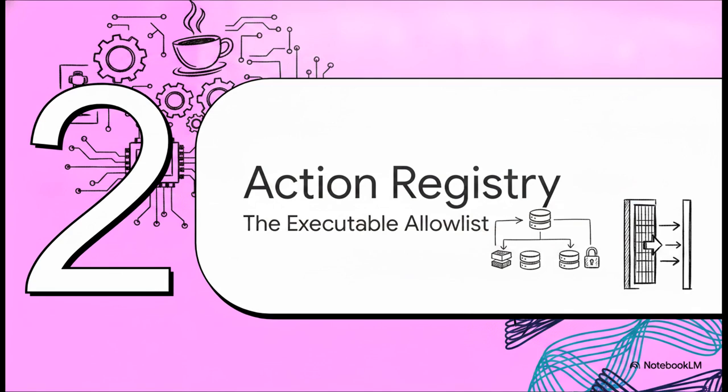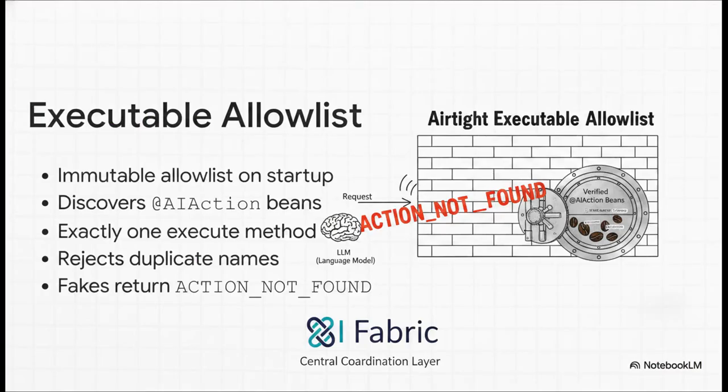Which brings us to Section 2, the Executable Action Registry. Now, how do we restrict what the model even knows is possible? Well, the AI Action Registry acts as this airtight executable allow list. On startup, it actively discovers your @AI Action Spring Beans. It's incredibly strict too. It requires exactly one action execute method per action, and it instantly rejects any duplicate action names. So, let's say the LLM hallucinates a method name or tries to guess an endpoint, bam. It hits a solid brick wall and the framework instantly returns an action not found error.